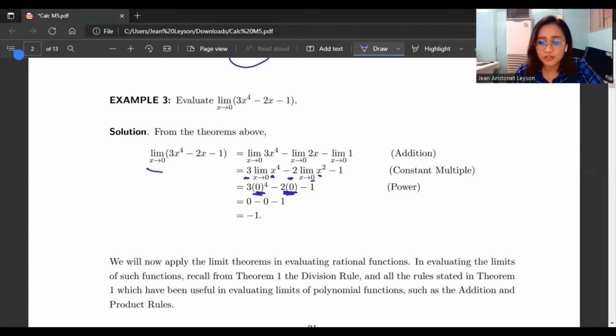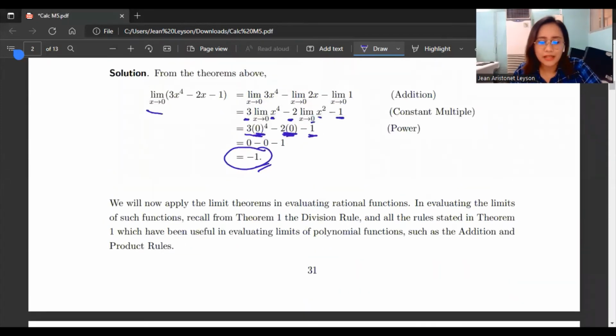Then the limit of a constant, the limit of 1 is, of course, 1. So 0 to the 4th is 0. Then -2 times 0 is 0. 0, that's 0. So we are left with -1 in the end, which is our final answer. So again, I think this is really, really easy for you guys since this is just basic arithmetic or algebra.